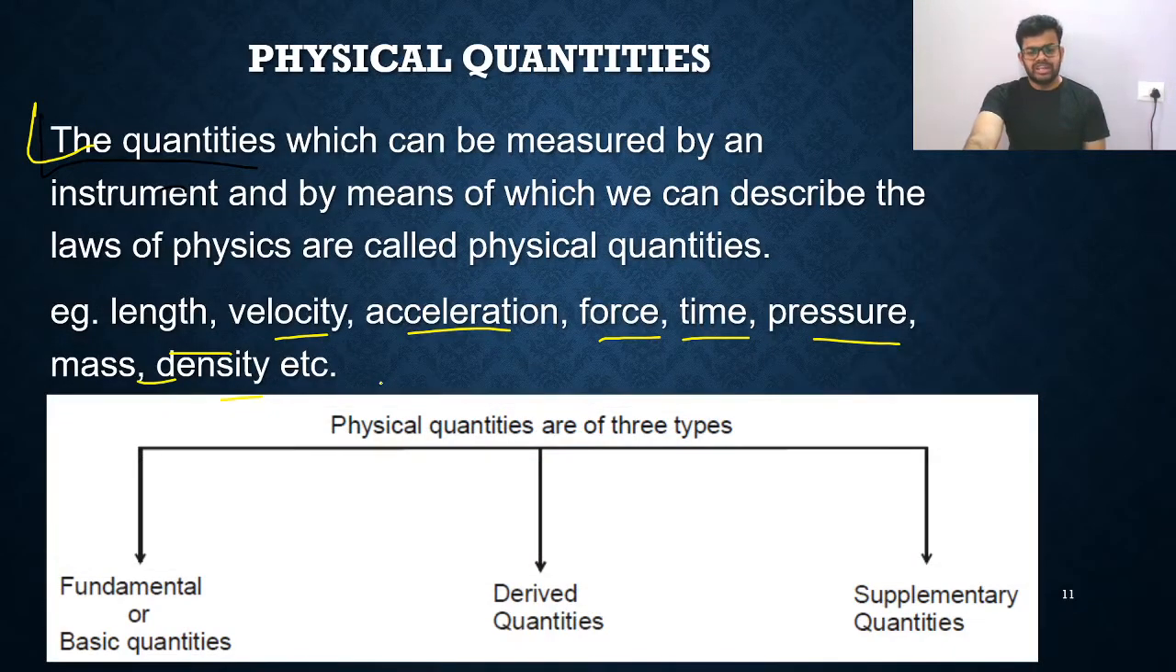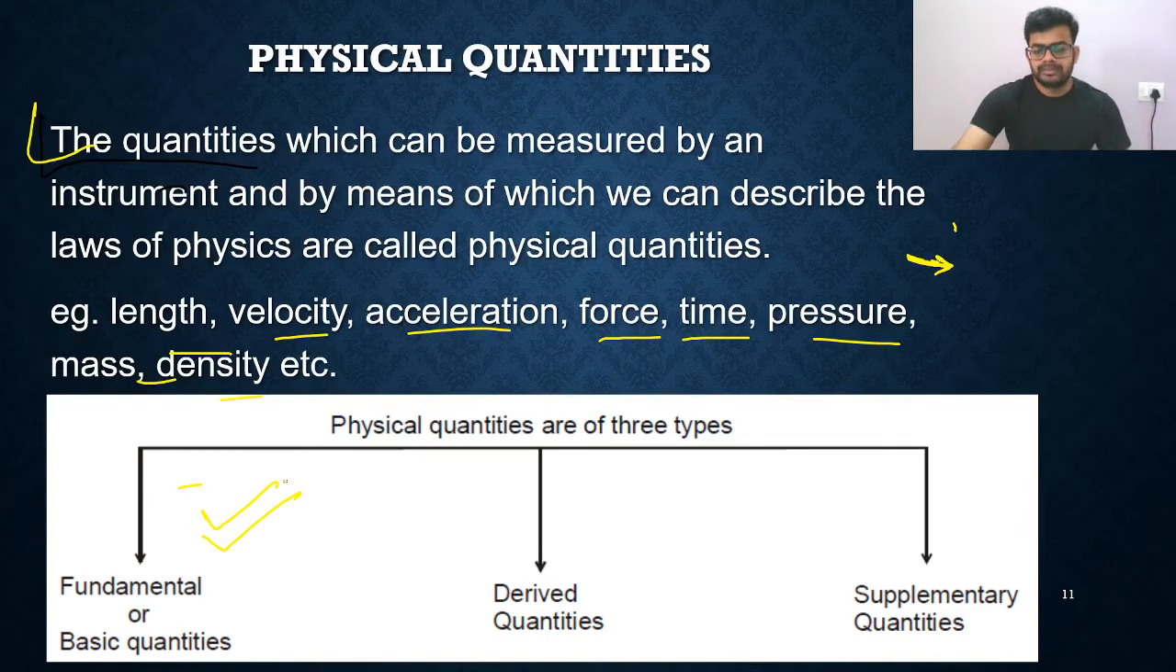Physical quantities are classified into three types, according to the units, or we can say according to the physical formula. First, fundamental or basic quantities. Second is derived quantities, and third is supplementary quantities. So these are the three types of physical quantities. Based on that we will study the units and dimension.